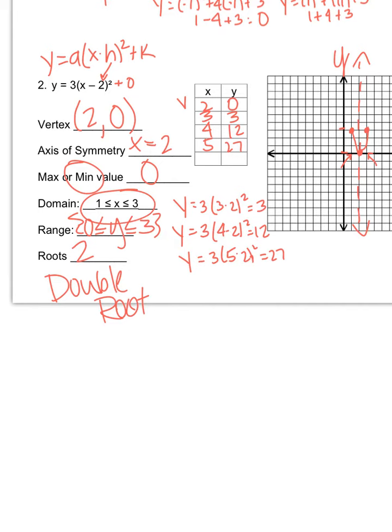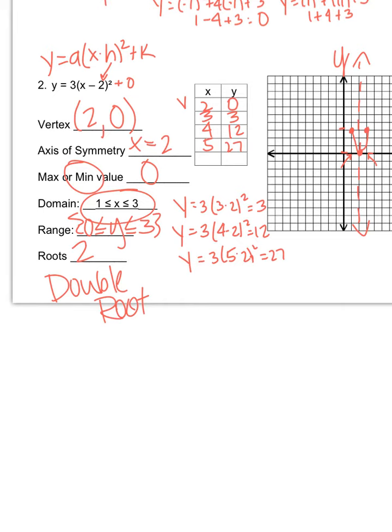Okay, so on these examples, sometimes you're not going to have a restriction. If you don't have a restriction, we know the domain of any parabola that opens up or down is all real numbers. But if you have a restriction, you need to go back once you've graphed it and only graph the portion that it wants.